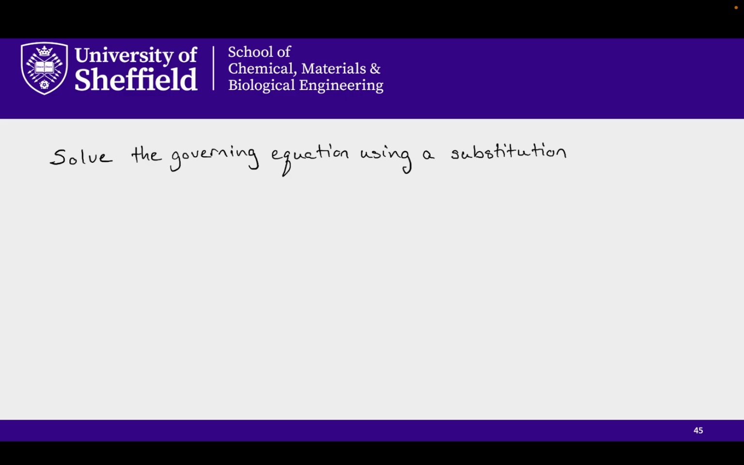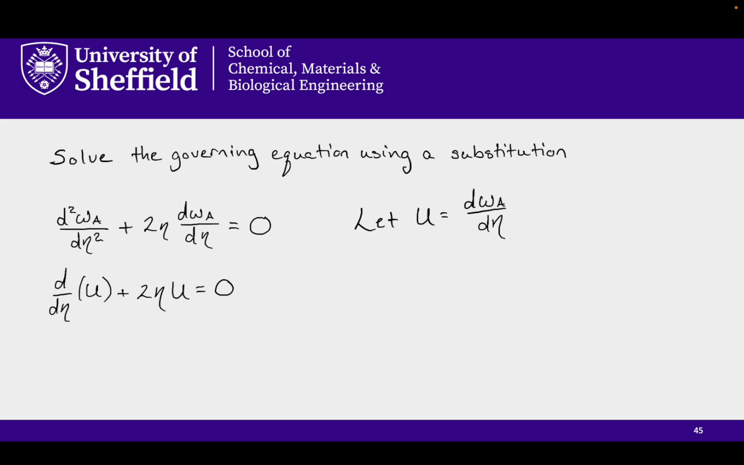Previously we non-dimensionalized the governing equation and boundary conditions, so now we're just going to solve that governing differential equation. To do so, we're going to substitute for that derivative d omega A d eta with the variable u. This enables us to access a form of the equation that can be separated. So if we make that change, we're able to separate and integrate the equation, which becomes a little bit simpler because it's lower order derivatives.